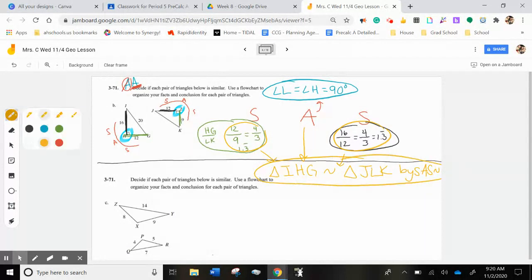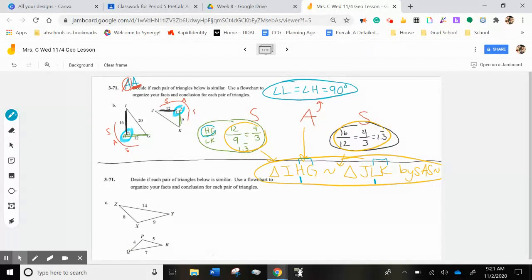Okay, and again, make sure your letters match. So I already knew that L and H were matching. Then I also knew that HG was similar to LK, which meant the I and the J were the only matching letters that I needed still. So use that information that you've stated in your flowchart to help you write your similarity statement.